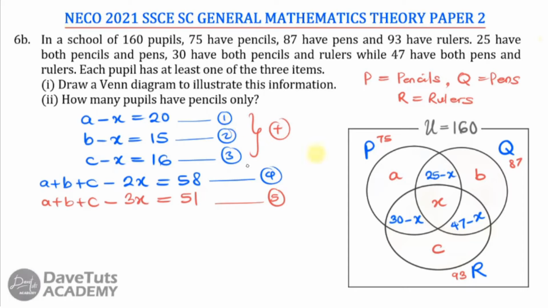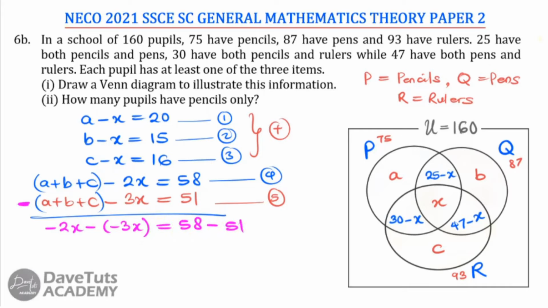Now, if you look at these two equations, equations 4 and 5, you can see that, let me just say, I want to subtract them. Here, I'm going to be subtracting equation 4 minus 5. A plus b plus c, we subtract a plus b plus c, and that will be null. Minus 2x minus minus 3x will give us something like this. That's going to be 58 minus 51.